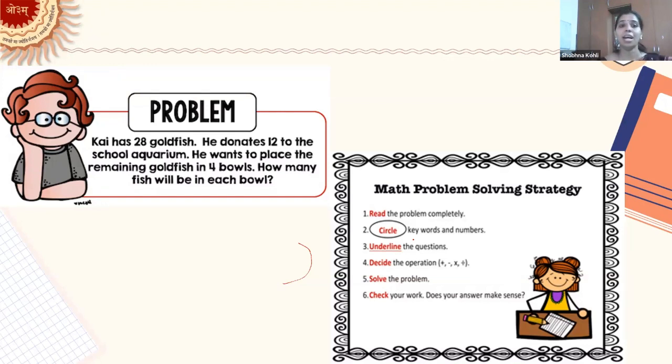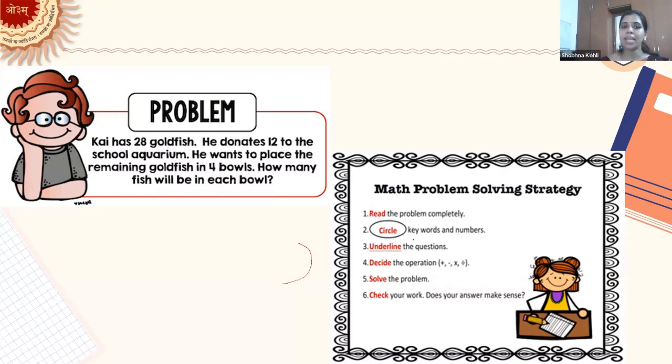So you can see here, Kai has 28 goldfish. So the first number should be 28 goldfish. What is this 28 goldfish? Total number of fishes. That's what we can use, the words total number. Definitely they know the meaning of total number. He donates. What is the meaning of donates? He gave 12 to the school aquarium. Now, definitely when you use the word gave, they'll understand the meaning of donates here.